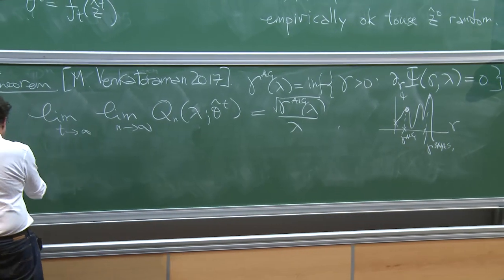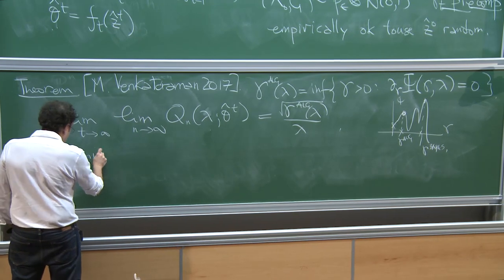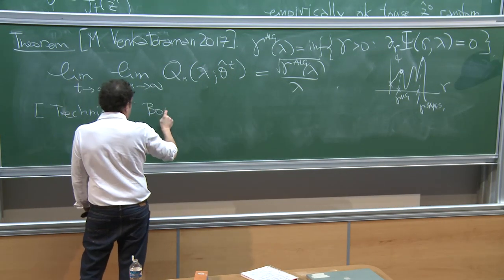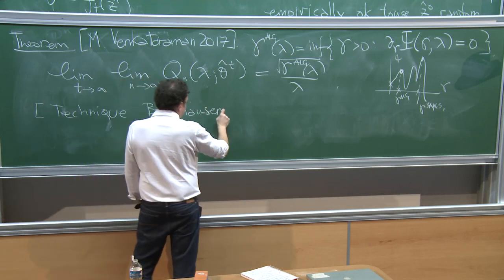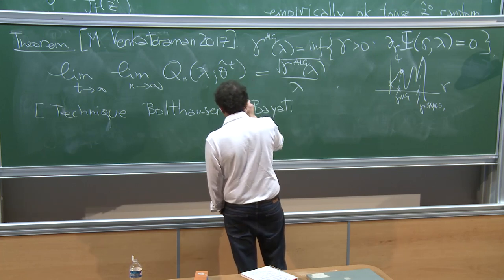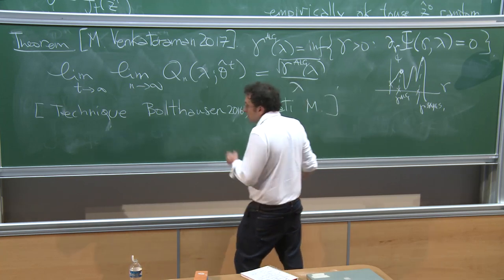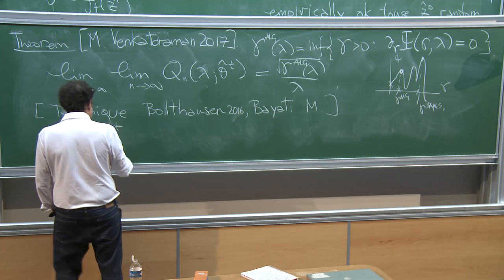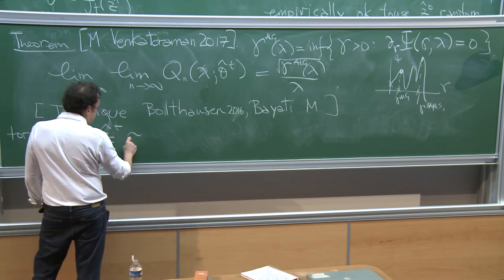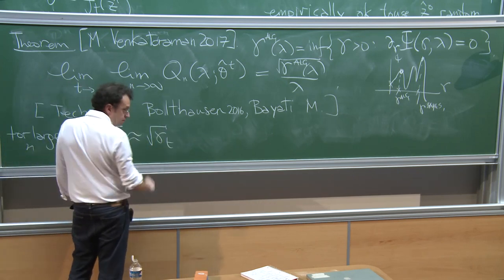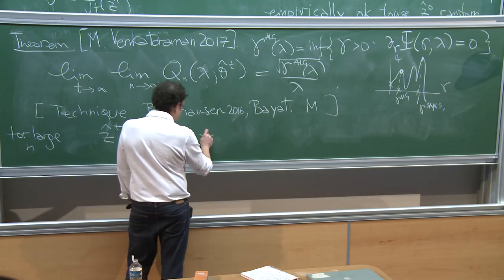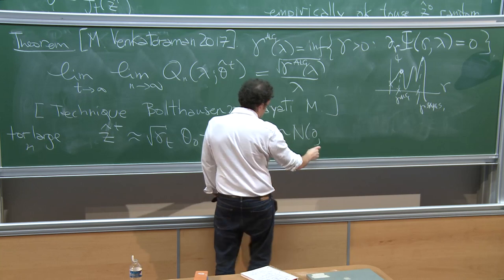Now, I should mention the technique, which has been said by Valenka. The basic technique for proving this theorem relies on several ideas. One idea is in a paper by Bolthausen, but then we generalized it with Mossel and Bariati. And this basically allows you to prove the following kind of limit theorem: for large n, if you look at this vector z at t, this is approximately square root of gamma t, where this is a deterministic number, times the true vector theta 0, plus g, where g is normal 0, I_d.